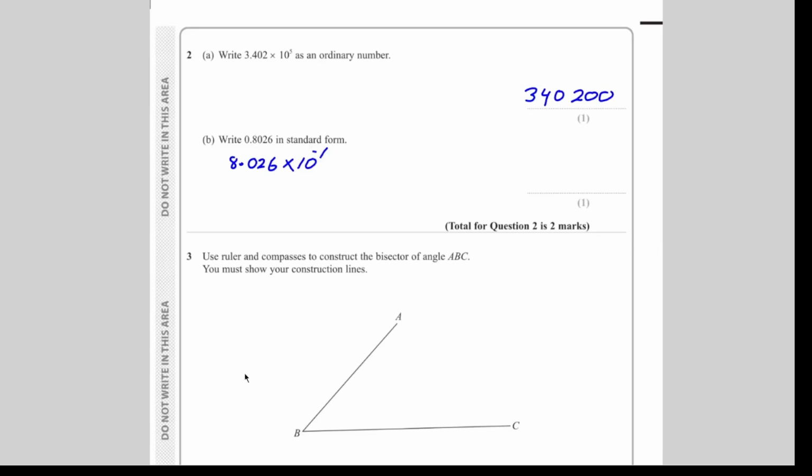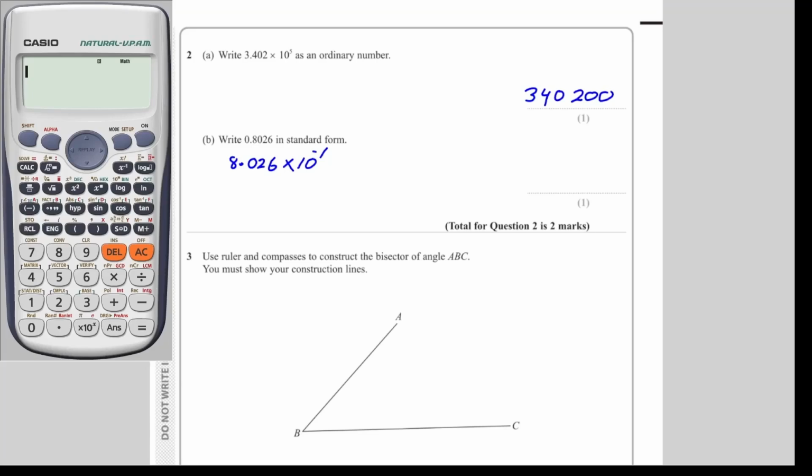Now you can check whether your answer is correct. Take your calculator and input your answer: 8.026 × 10^-1. So we are verifying our answer. Equals. Yes, it is correct. Then you can go ahead. You are good to go.